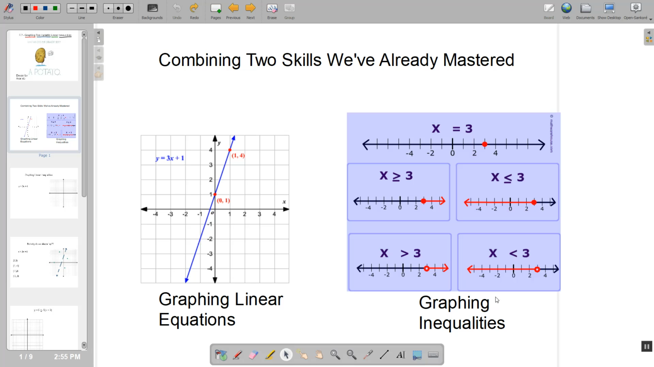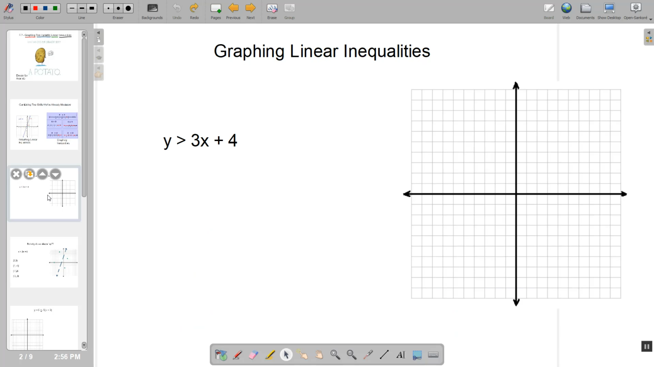And then graphing inequalities, we used to graph them on number lines, shading either left or right with open circles and closed circles. Now we're going to be shading them on these two-variable Cartesian coordinate planes. So let's jump right into it. Let's graph the inequality y is greater than 3x plus 4.